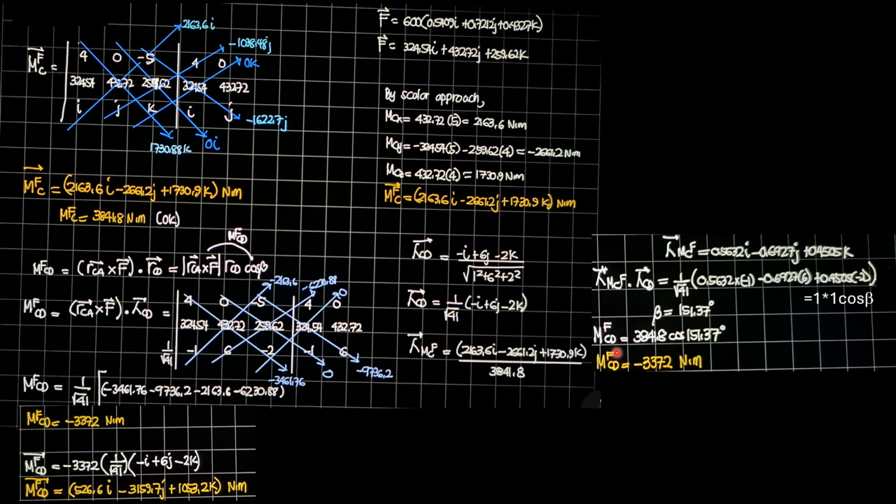Therefore, the magnitude of the moment of F along axis CD is equal to 3841.8 times cosine of that angle, 151.37 degrees. So it is negative 3372 Newton meter as calculated here. That's the component of the moment of F along CD, which is this.